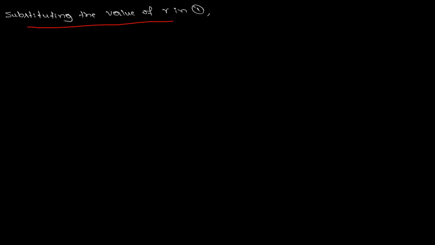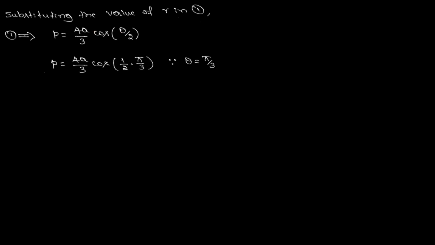Substituting the value of r in equation 1, yes, we have put the value of r here. Now let us put the value of theta here as well. The value of theta is pi by 3, which we have put in the place of theta, keeping 1 by 2 as it is. 1 by 2 into pi by 3 will give us pi by 6. Now the value of cos 30 degrees, that is cos pi by 6, will be root 3 by 2.